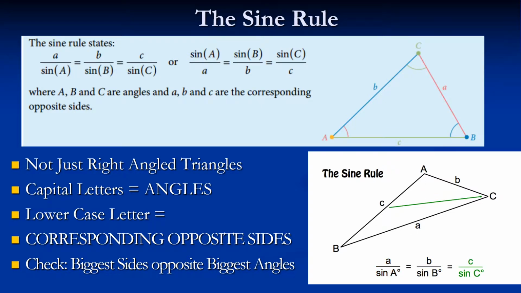Or you can flip them around the other way because they're equivalent fractions. So it doesn't matter which way you express this equation. They both work out for you. So if you are working around angles and sides and you're getting a little bit confused, just choose one and stick with it. That will help you out. Now, the sine rule is useful not just for right-angled triangles, but for all triangles. Note that the capital letters are the angles and the lowercase letter is the corresponding opposite side. And your check is that the biggest side should be opposite the biggest angle.